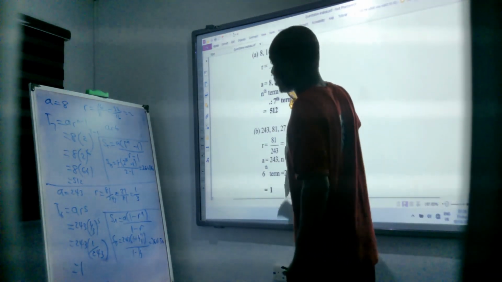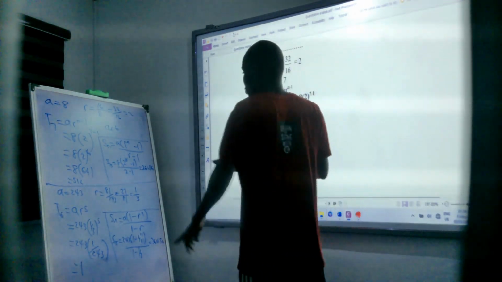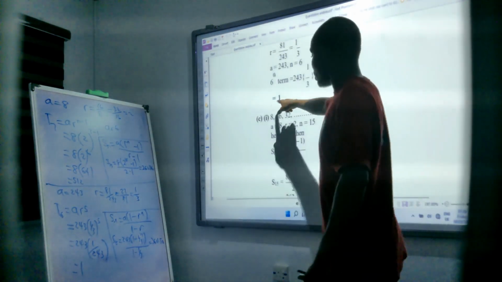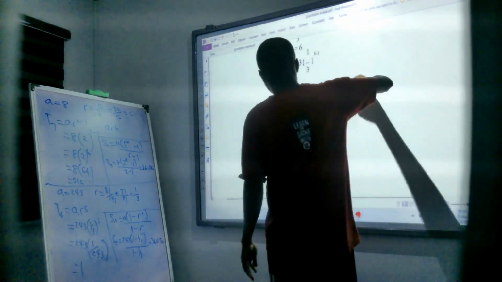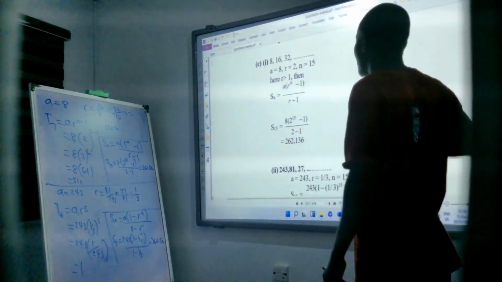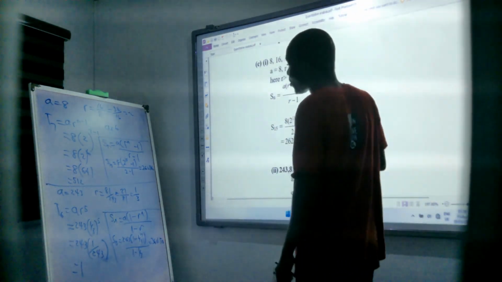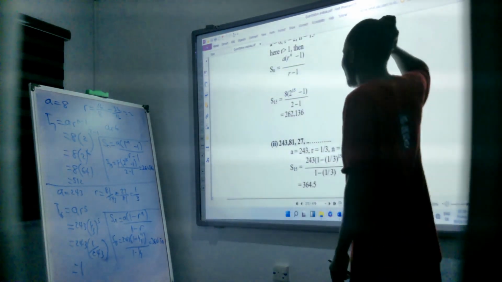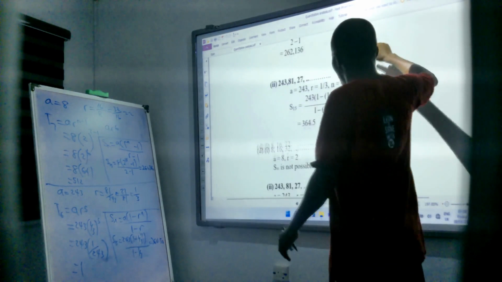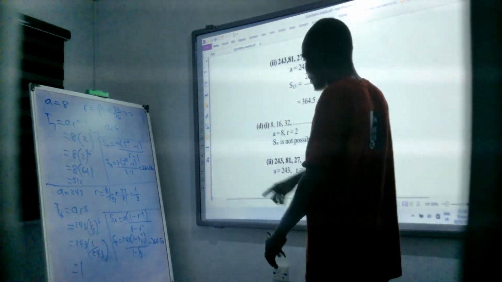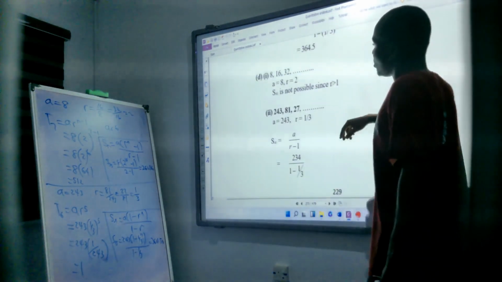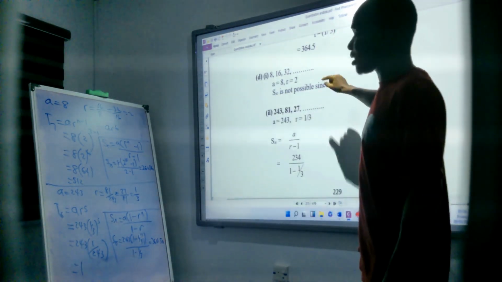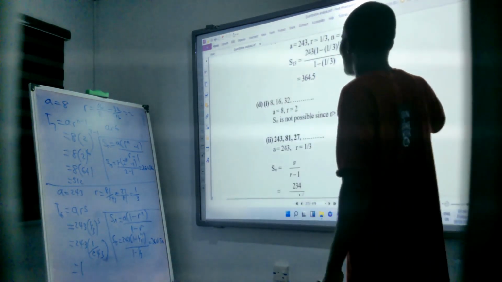So what is the solution? Let's see. Our sum of the first 8 terms is 512. You can see on the board. The sum of the 7th term here is 1. You can see on the board. Okay. The sum of the first 15 terms is 364.5, same thing. The sum here is 364.5, same thing.